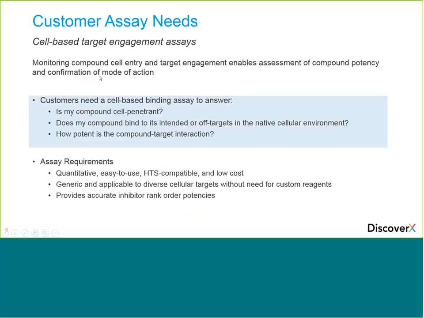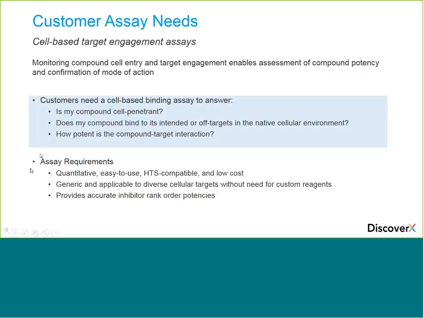And they want to, like I said earlier in this phenotypic screening description, confirm target engagement for the target that they believe is responsible for the phenotype of the cells they've treated. And so these are the questions that they're addressing. Is my compound cell penetrant? Does my compound bind to its intended target? Or maybe also to some off targets that were identified in other screens? And how potent is this engagement?